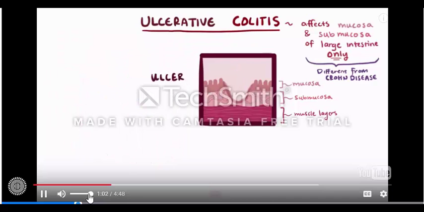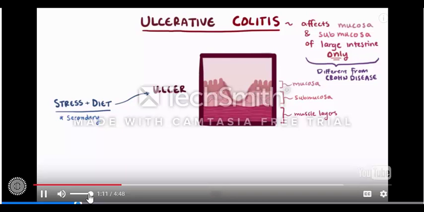Now, although certain environmental factors like diet and stress were once thought to be the culprit behind these ulcers forming in the gut, now it's thought that these are more secondary, meaning they seem to make the symptoms worse, but ulcerative colitis is now ultimately thought to be autoimmune in origin.